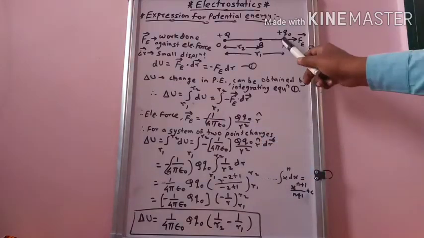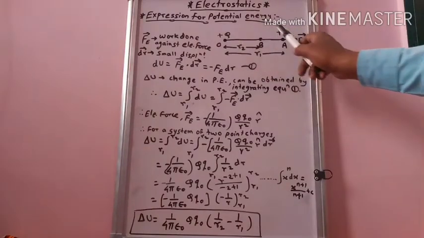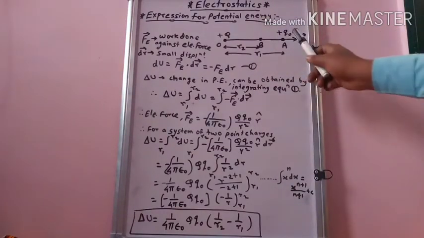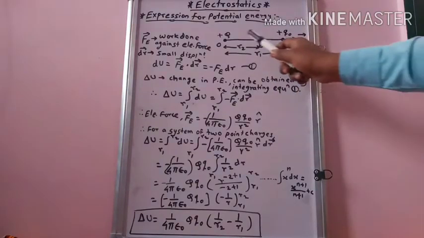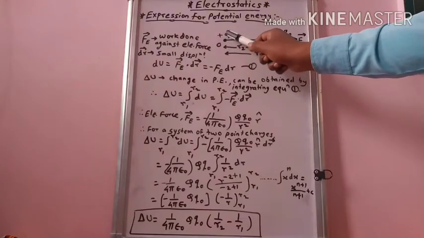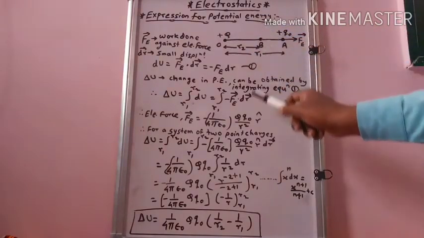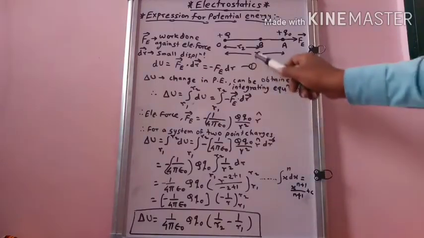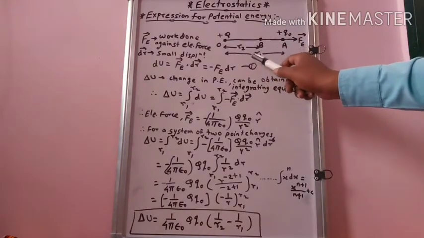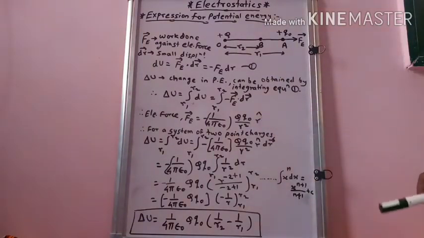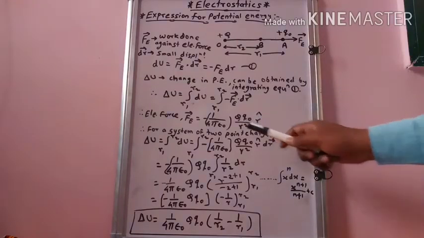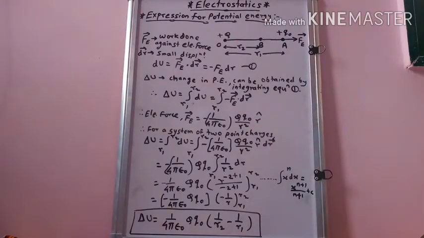That means these are the two charges, Q and Q0, and the distance between them is, suppose, R. The electrostatic force is directly proportional to the product of the magnitudes of their charges, that is Q Q0, and inversely proportional to the square of the distance between them, that is r squared. And this r cap is the unit vector in the direction of the r vector.